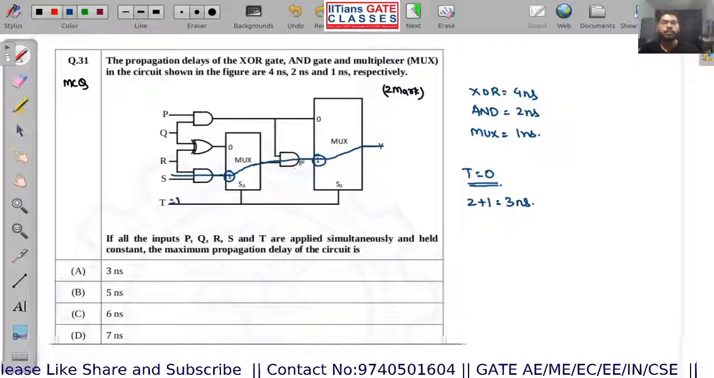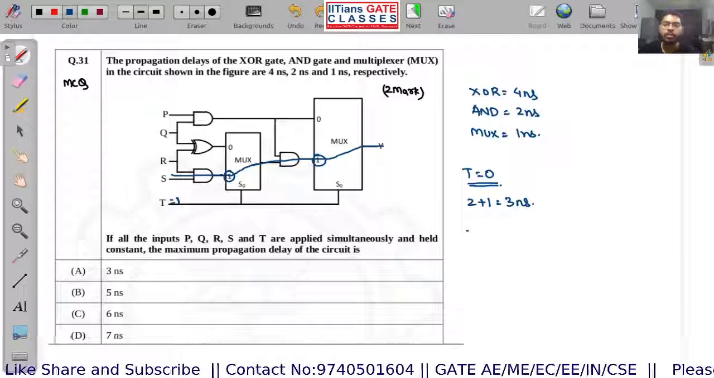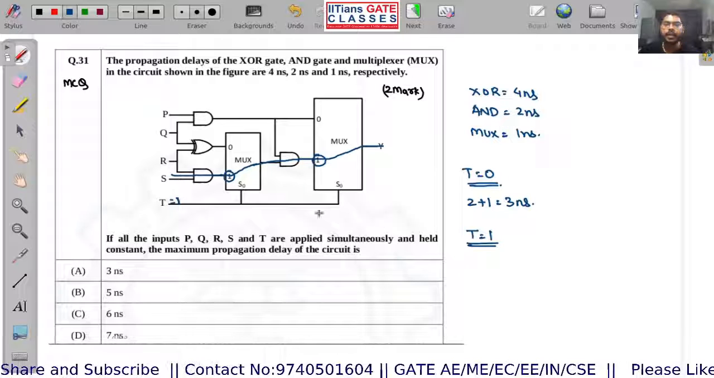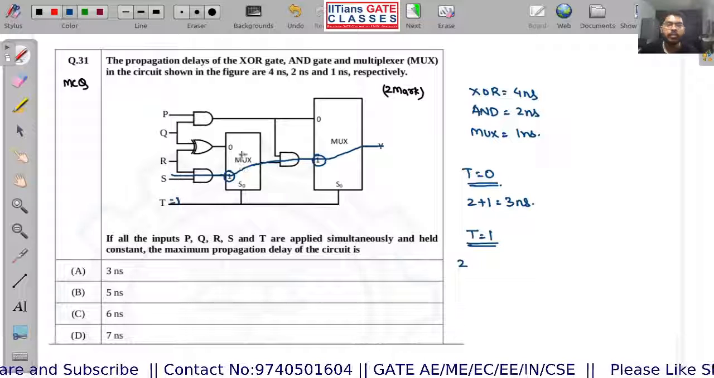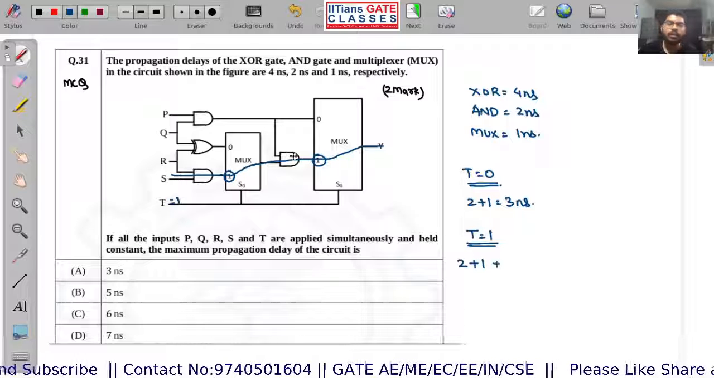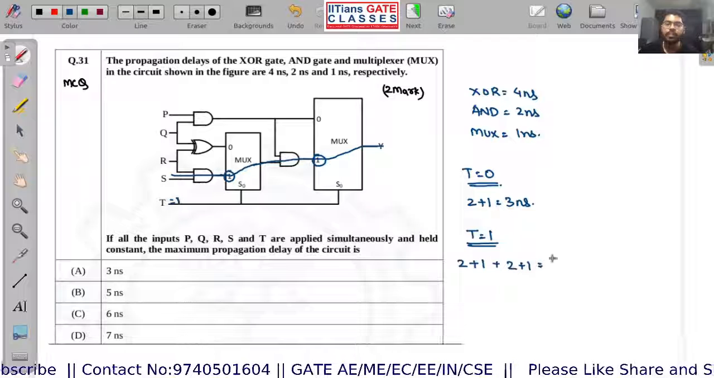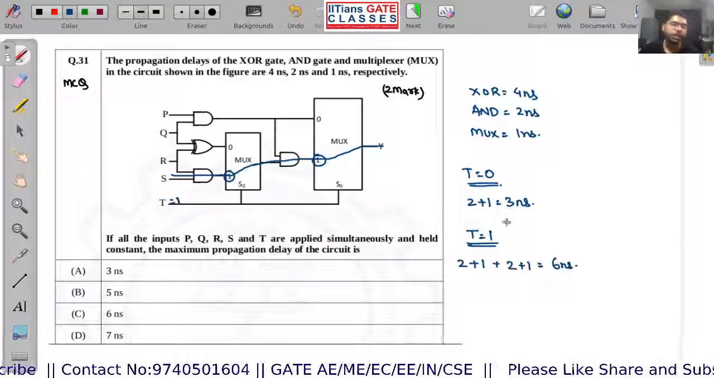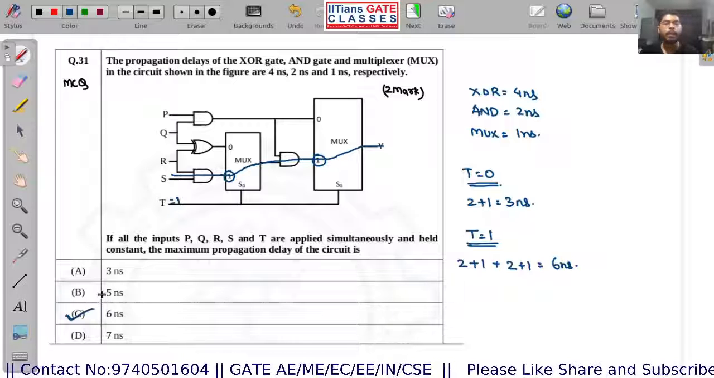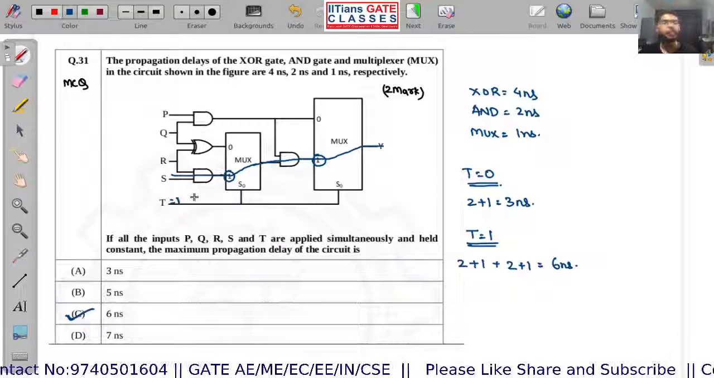Okay, so if this is the path of my input to output, now for t equal to 1, what is your delay? There is one AND gate, so 2 nanoseconds, one mux, so that is 1 nanosecond, again one AND gate, so that is 2 nanoseconds plus 1, so this is your 6 nanoseconds. So your answer to this question is 6 nanoseconds. Okay, very simple question based on previous year questions.